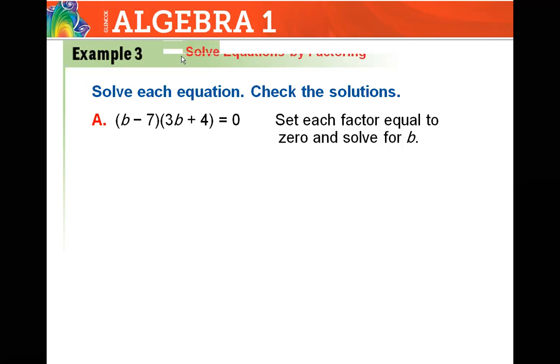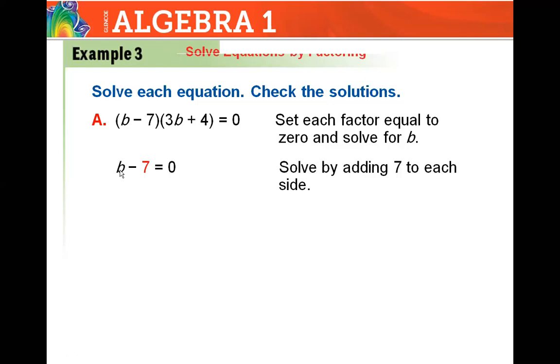So the first bracket, B minus 7, equals 0. Here I have a plus 7 and here a plus 7, and they cancel. So B equals 7, and this is the first answer. As Saleh said, B equals 7.